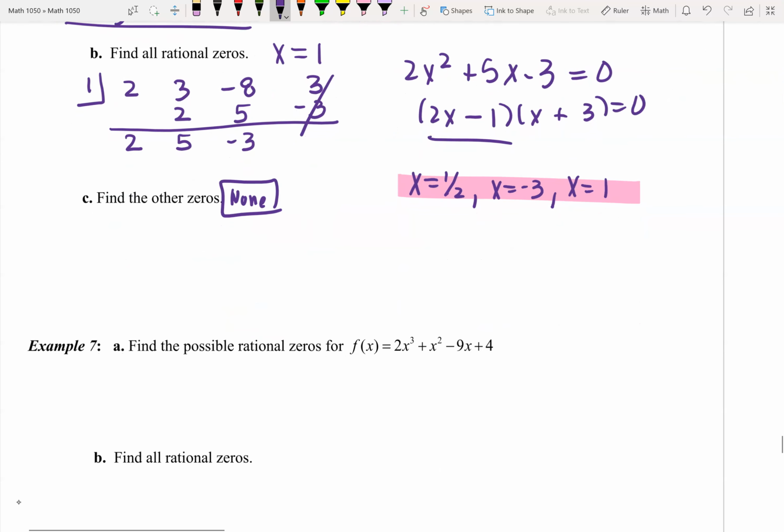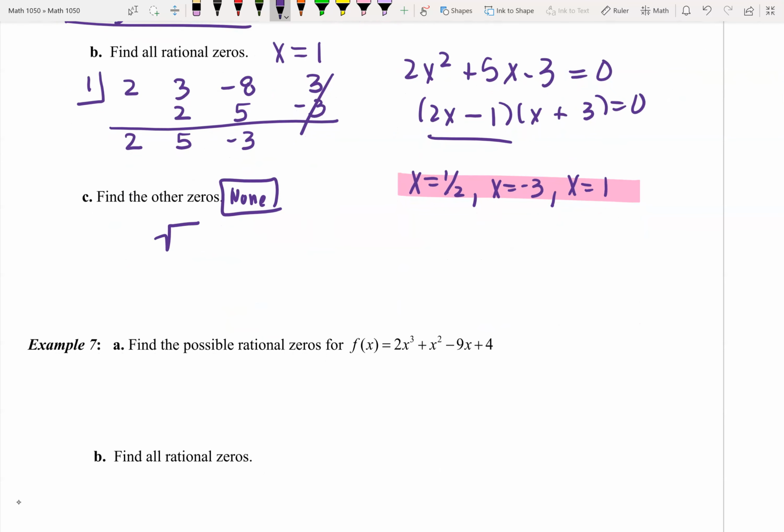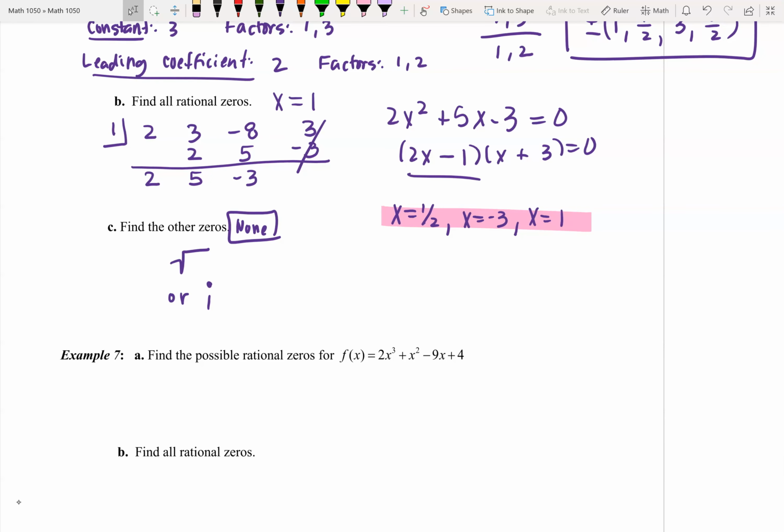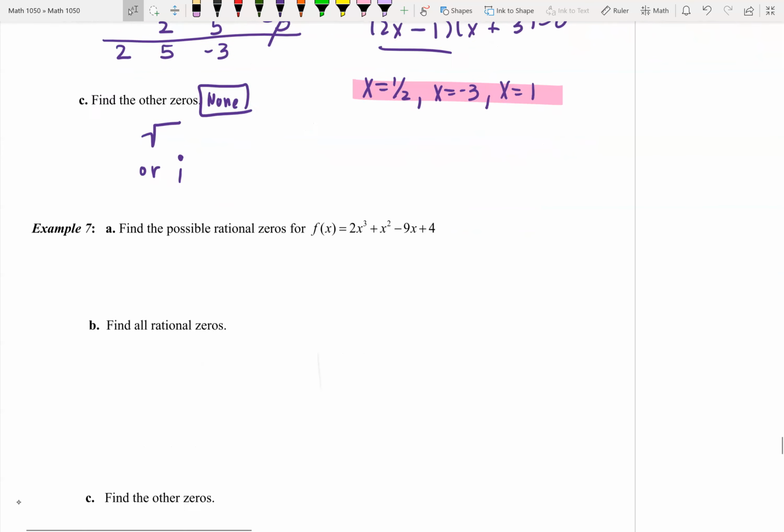If something ends up with a square root in your answer or an i, it's considered an other zero. Now, several years ago, Weber State used to make me separate the rationals from the others. I don't think they're going to do it. I think they're just going to say, find all of the zeros, and you just do your thing and list them in it. I think it's going to be easier than this. But we'll do this just in case, okay?